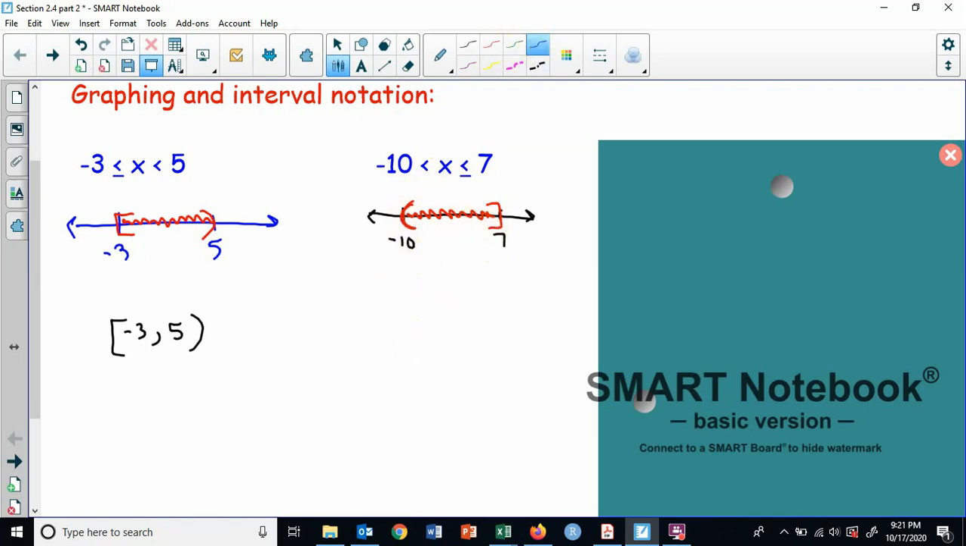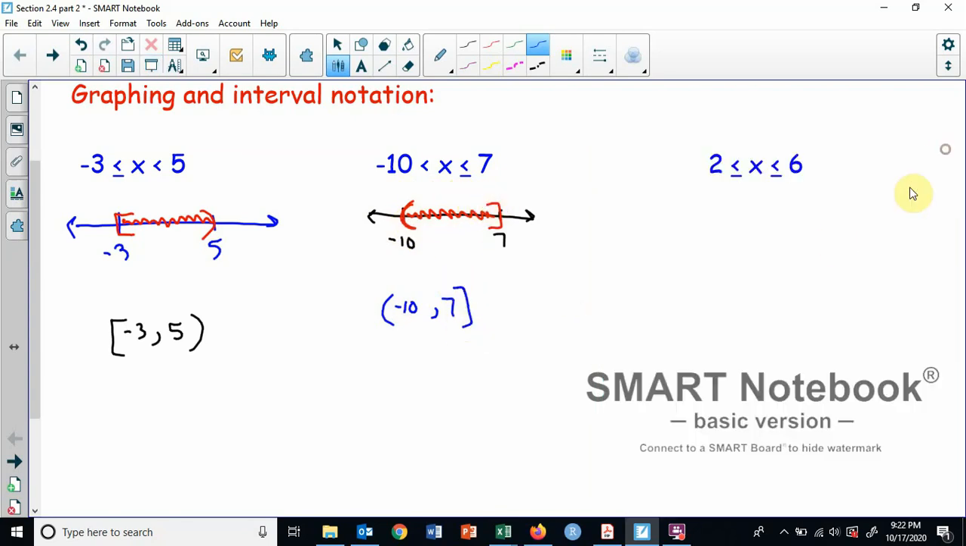Interval notating, where do we start at? As with the graph, we always read left to right. The graph starts at -10 and it stops at 7. And we use the same symbols, a parenthesis and a square bracket.